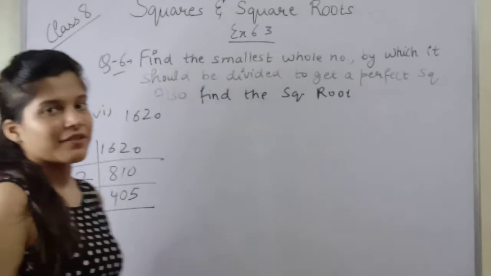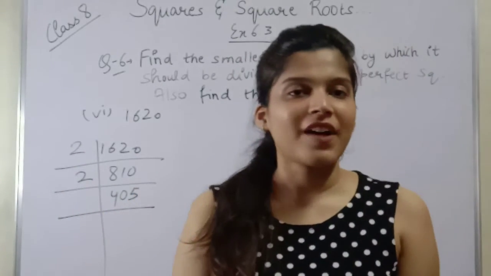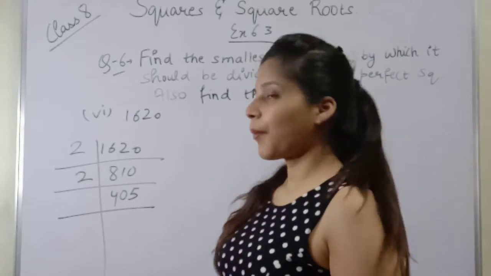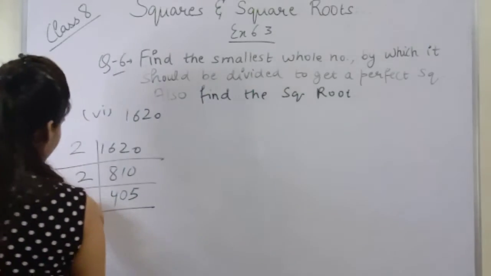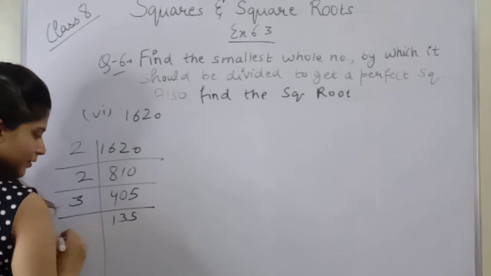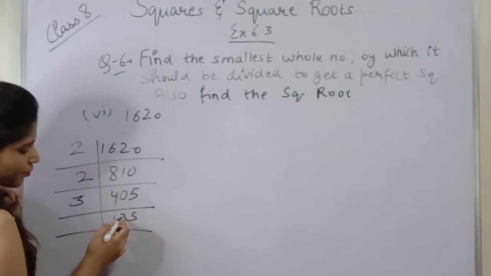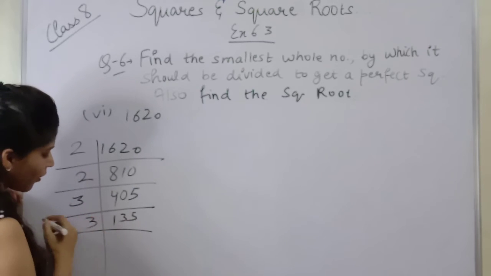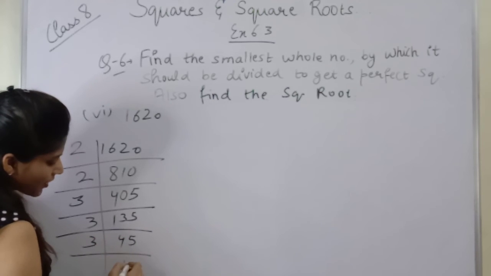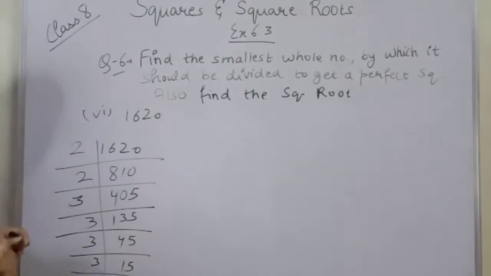Now 405 is not a multiple of 2 anymore. We will check by 3. So 4 plus 5 is 9. And yes, 9 is a multiple of 3. It means that this number is also a multiple of 3. 3 1s are 3, 3 3s are 9 and 3 5s are 15. Again 135. 5 plus 3 is 8 plus 1 is 9. Again this is a multiple of 3. 3 4s are 12, 3 5s are 15. 3 1s are 3, 3 5s are 15. 3 5s are 15 and 5 1s are 5.